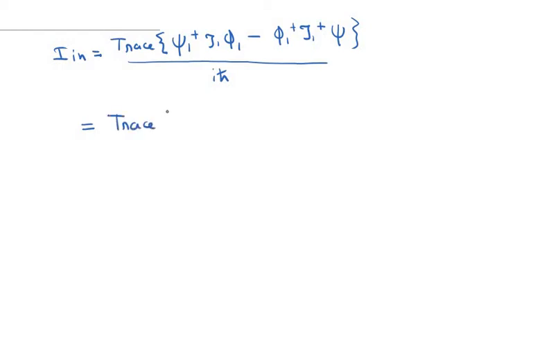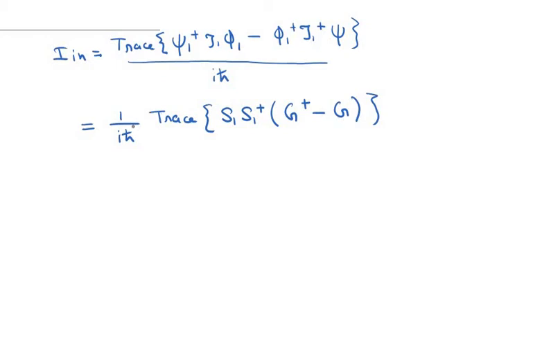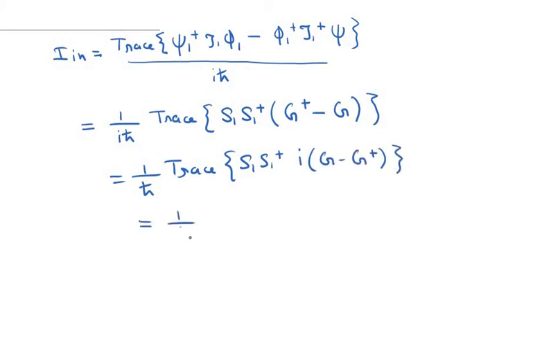So this basically becomes equal to trace of 1 by i h bar S1 S1 dagger G dagger minus G. Now I write this i as minus i, so 1 by h bar trace of S1 dagger, then i G minus G dagger, and this is precisely equal to the spectral function, so I would write it as 1 by h bar trace of S1 dagger A.